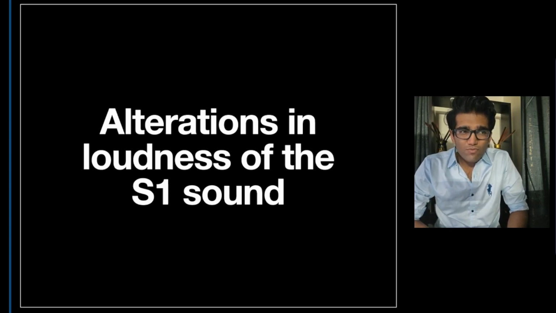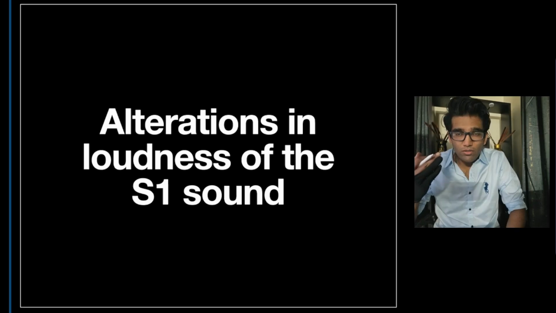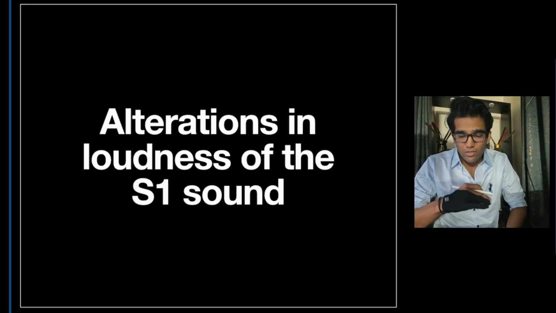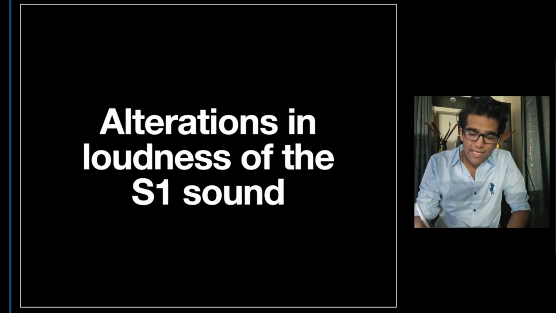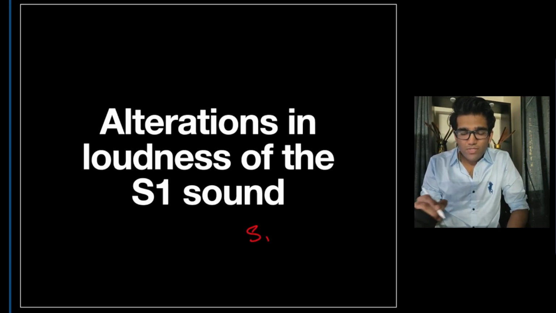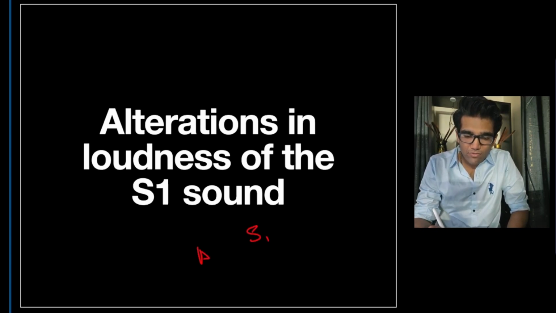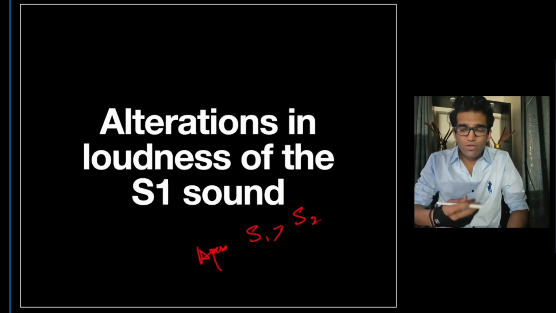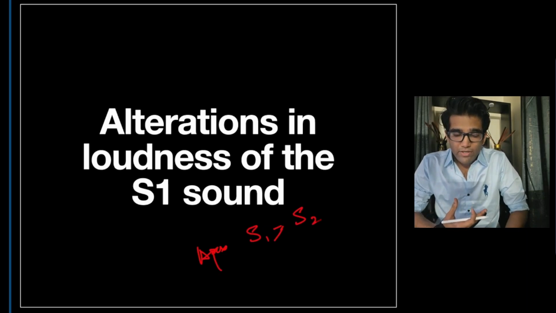So moving on, what causes alterations in loudness of S1? The first thing is, what are the alterations in loudness of S1? Obviously one is that it can become louder, the other is that it can become softer or less loud. So when do we say that it is loud? At the apex normally S1 is louder or more intense than S2. That is because S1 is caused by atrioventricular valve, that is mitral valve closure, and that directly conducts to the apex, and that is where it is heard best.